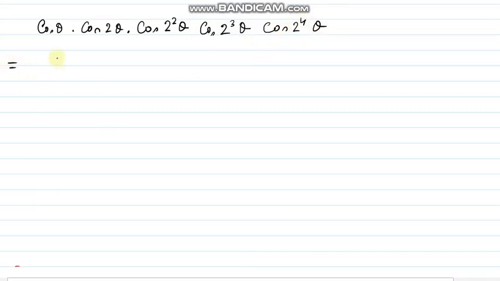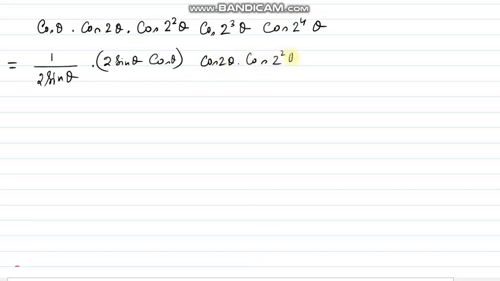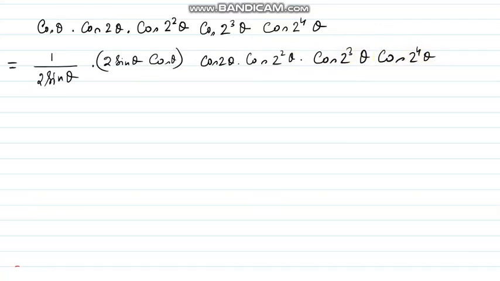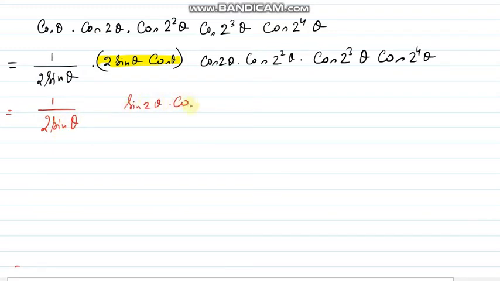So the first step, we are going to divide it by 2 sin theta. So 2 sin theta I am dividing here, and 2 sin theta I will multiply. I will take a pair of 2 sin theta cos theta, then cos 2 theta, cos 2 square theta, cos 2 cube theta, cos 2 to the power 4 theta. So what can I write for this? 2 sin theta cos theta will be sin 2 theta, right? So the sum will now be sin 2 theta over 2 sin theta. I am taking cos 2 theta in a pair now, and the remaining part is cos 2 square theta, cos 2 cube theta, cos 2 to the power 4 theta.